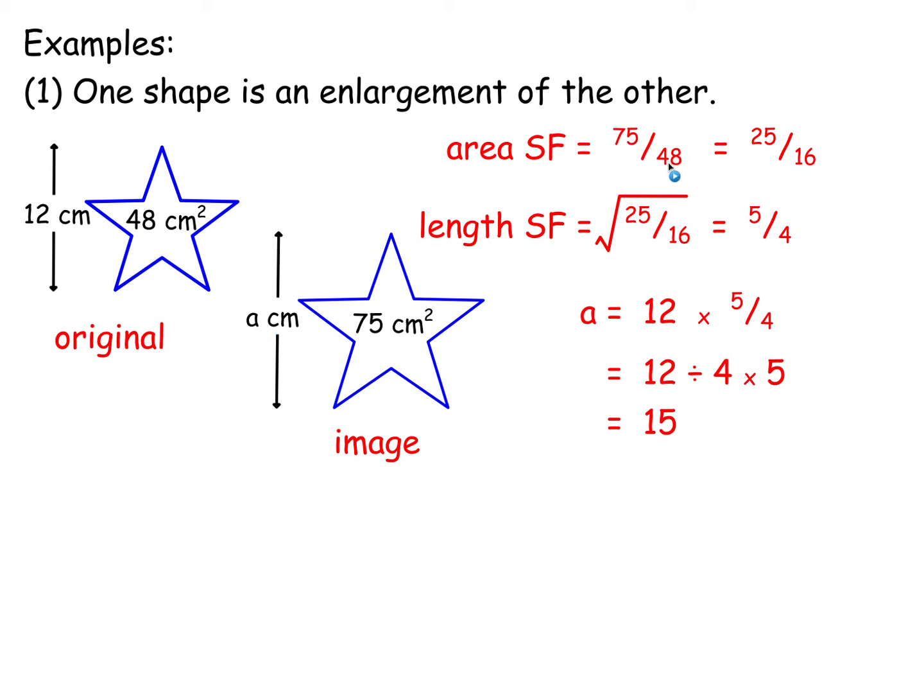So with the area scale factor, we square root it. You must simplify this fraction so that you get numbers you can easily square root, or you've got to use a calculator. So that's the area scale factor gets square rooted for the length scale factor.